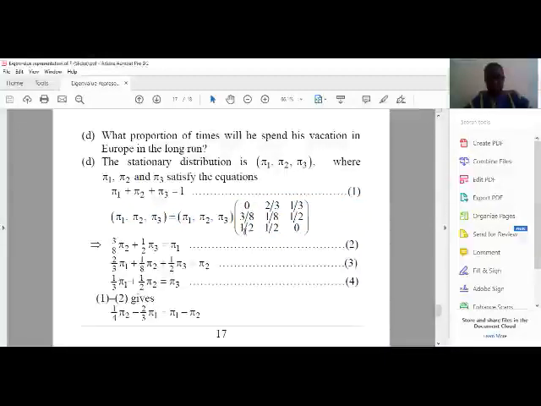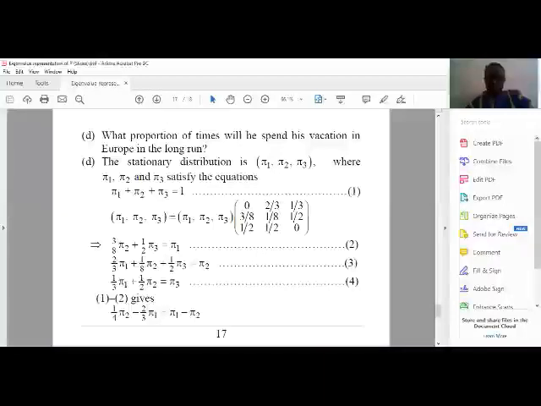We are multiplying this times this. So pi 1 times 0, pi 2 times 3 over 8, pi 3 times 1 over 2, and you equate that to pi 1. That gives us the first equation. Then pi 1 times 2 over 3, pi 2 times 1 over 8, pi 3 times 1 over 2, equated to pi 2. That is the second equation. Then pi 1 times 1 over 3, pi 2 times 1 over 2, pi 3 times 0, gives the third equation, and the sum equation I named equation 4.